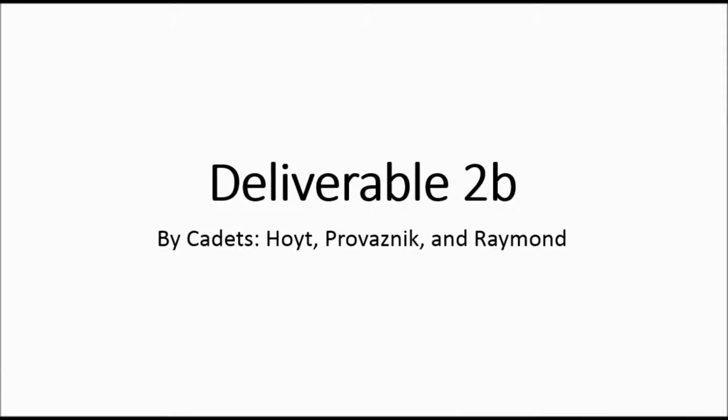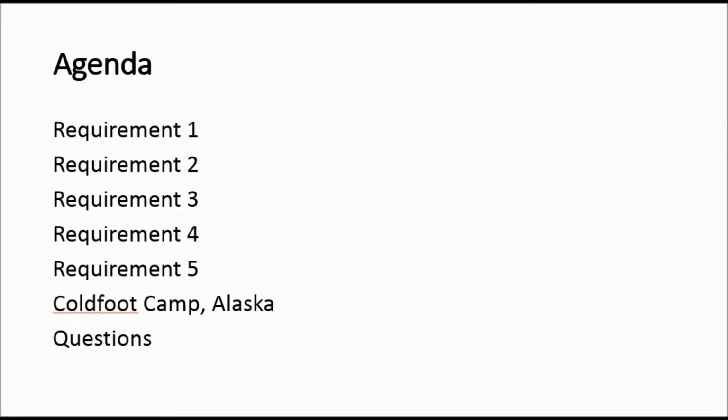This is Deliverable 2B by Cadets Hoyt, Pravaznik, and Raymond. Our agenda is as follows: talking about requirements 1, 2, 3, 4, 5, and then finally talking about one of our stations, Coldfoot Camp in Alaska, which we see significant global warming.